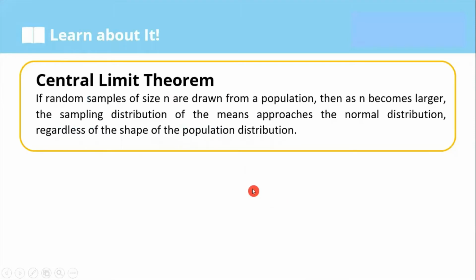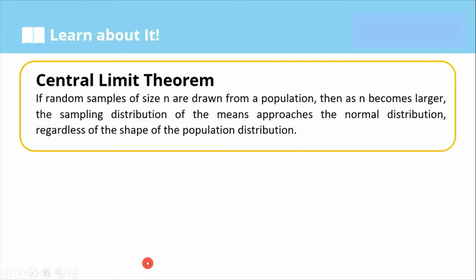Central Limit Theorem. If random samples of size n are drawn from a population, then as n becomes larger, the sampling distribution of the means approaches the normal distribution regardless of the shape of the population distribution. I know you're trying to wrap your head around this now since the definition is quite hard to comprehend, but let me ease this out for you in layman's terms.